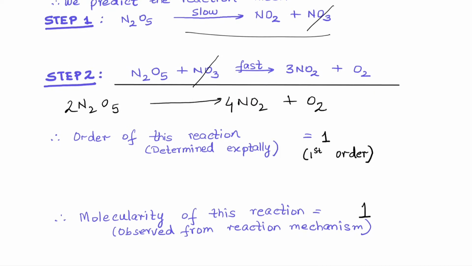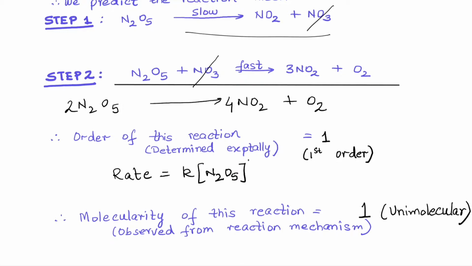So you understand the difference between order and molecularity. Perchance the order and molecularity of this reaction is the same, but it need not necessarily be the same every time. Now, when molecularity is 1, we call it a unimolecular reaction, right? Whereas order of reaction will give us the rate equation. So rate is equal to the rate constant into the concentration of N2O5 raised to the power of 1, right?